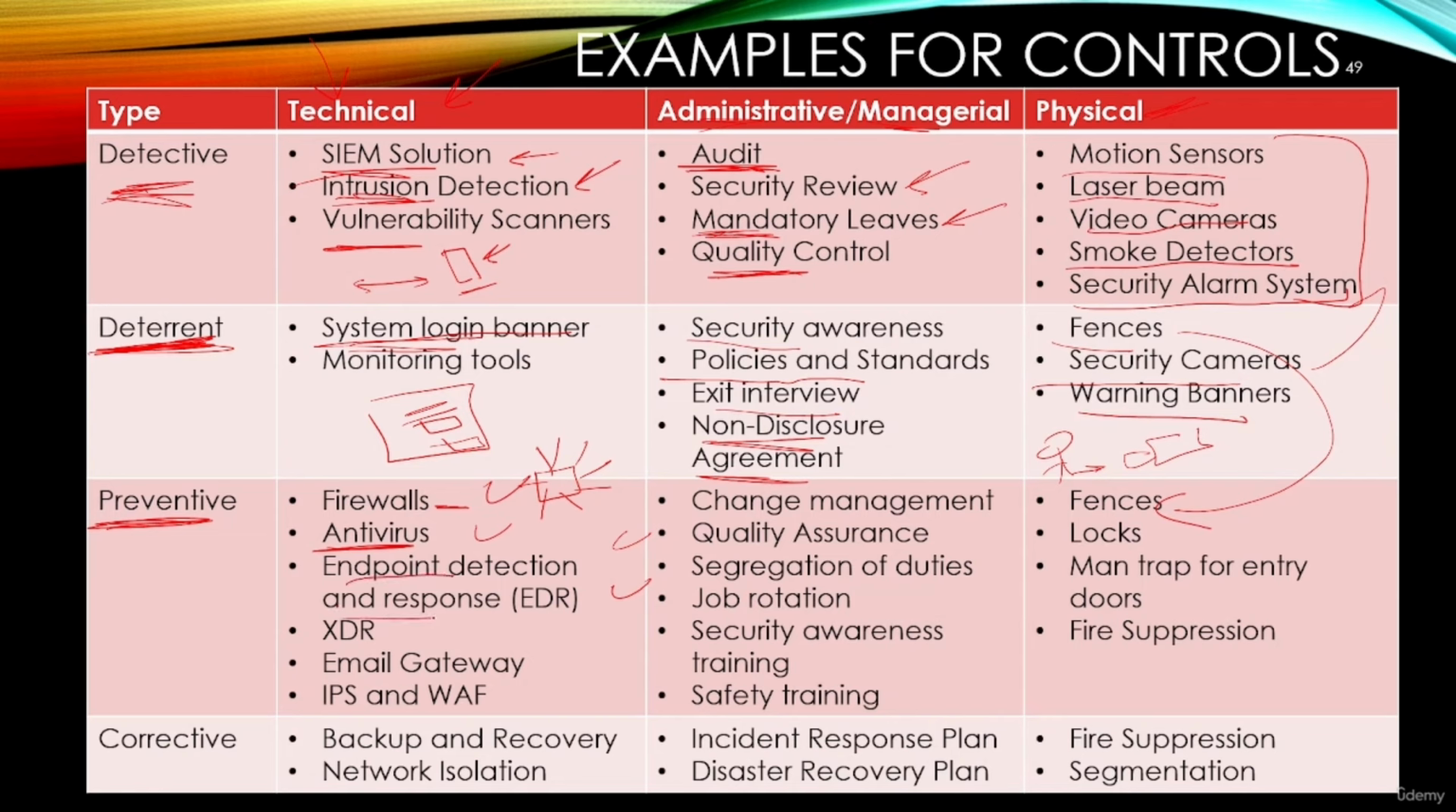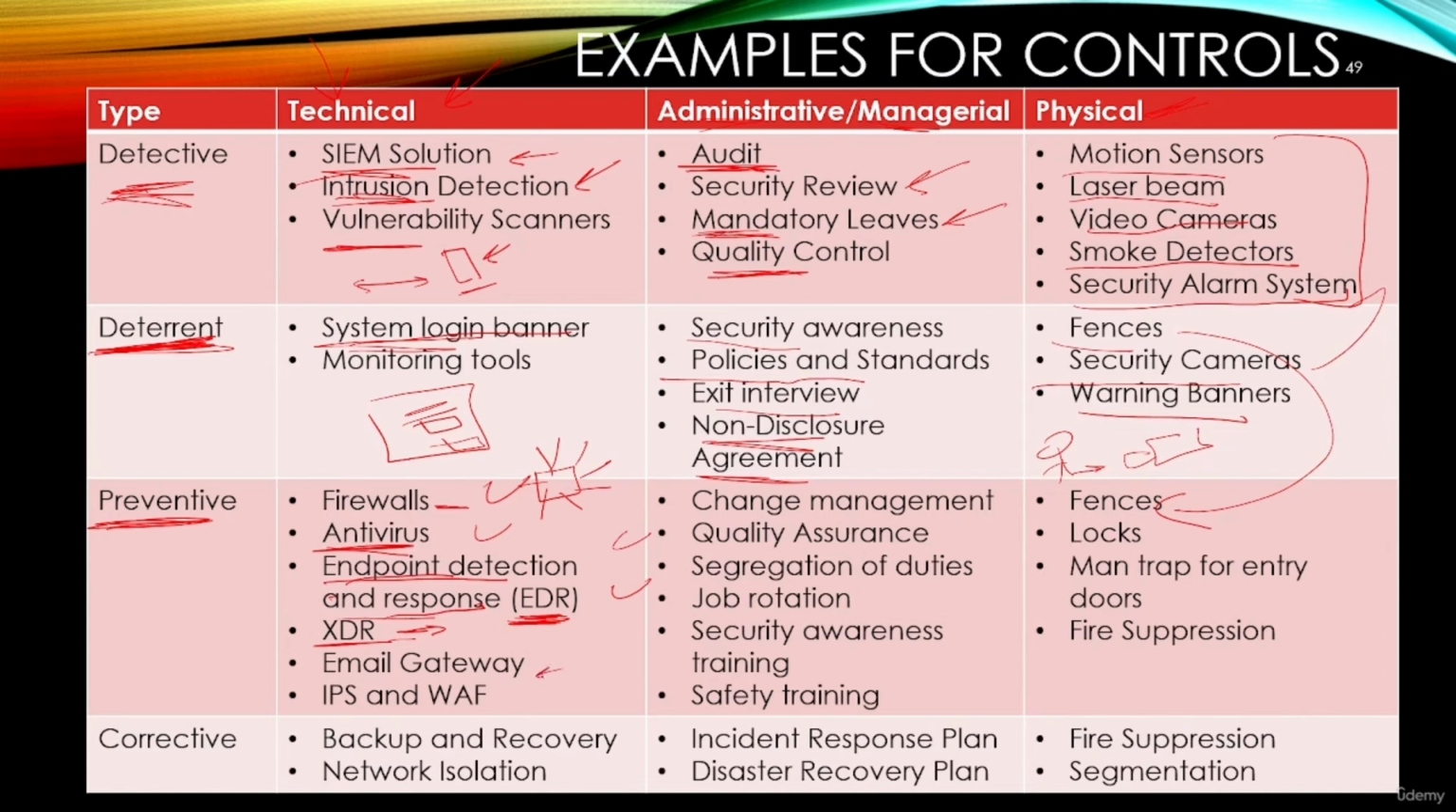We have endpoint detection and response, which is an advanced type of antivirus which can detect zero-day malware and malware that is trying to evade the normal antivirus solution. It can detect viruses and malicious code based on behavior. We have XDR solutions, which can automate and orchestrate the process of responding to malicious code across the network, not only at the endpoint level.